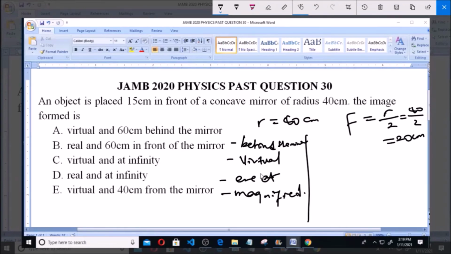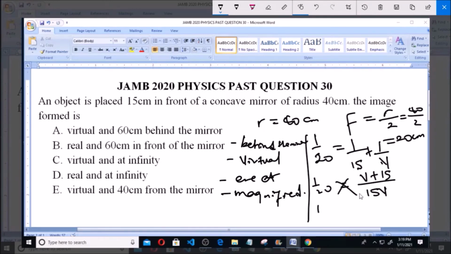Now since we know this, let's find the distance of the image from the mirror, given that the focal length is 20 cm and the object distance is 15 cm. So we have that 1 over 20, which is the focal length, is equal to 1 over 15 plus 1 over v, which is the image distance. So from this we can see 1 over 20 is equal to, now the LCM here will be 15v. 15 in 15v will give us v, plus v in 15v will give us 15.